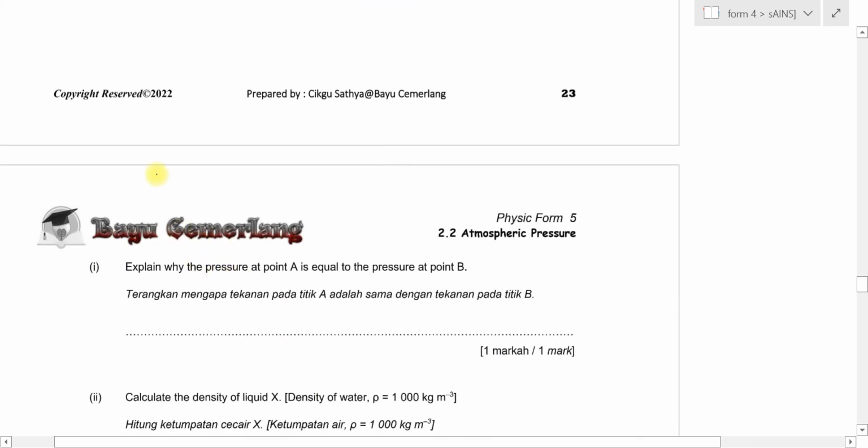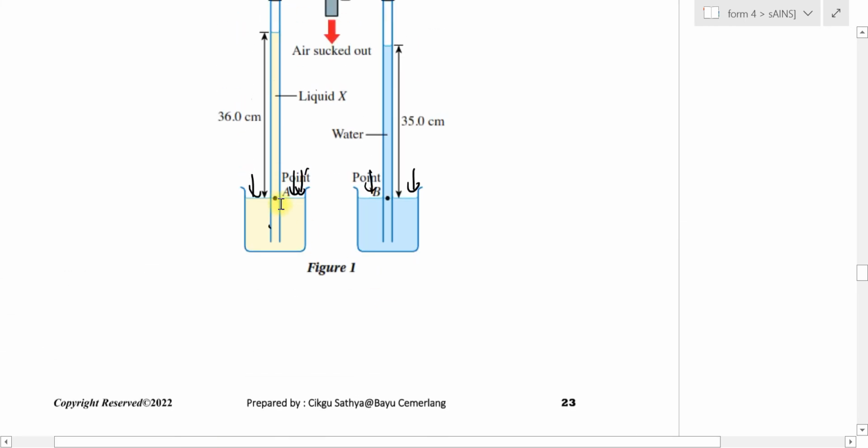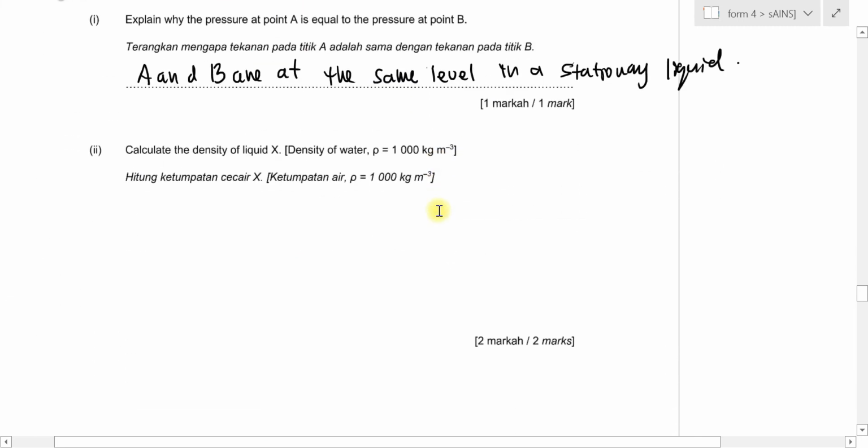So what you can tell is A and B are at the same level in a stationary liquid. Okay, A and B are at the same level in a stationary liquid, so the atmospheric pressure at A and B should be the same. Therefore, calculate the density of liquid X.